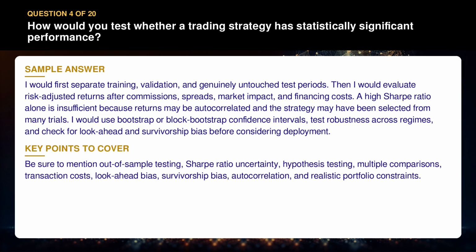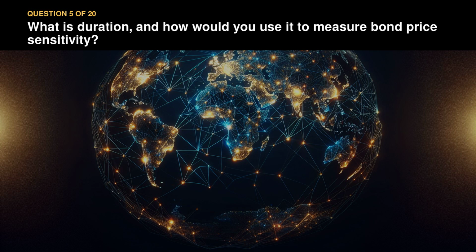Be sure to mention out-of-sample testing, Sharpe ratio uncertainty, hypothesis testing, multiple comparisons, transaction costs, look-ahead bias, survivorship bias, autocorrelation, and realistic portfolio constraints.